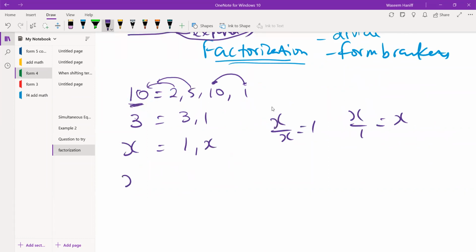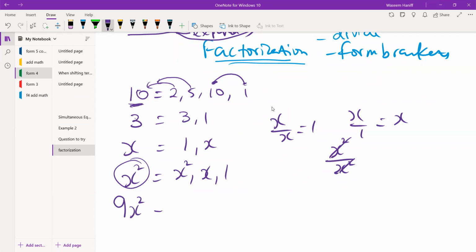Good. What about x squared? What are the factors of x squared? Well, x squared is a factor of x squared because x squared could divide x squared. Good. 1 could divide x squared. x could divide x squared. So you can be a little more technical here now. You could ask, what are the factors of 9x squared? Well, anything that could divide 9x squared are the factors of 9x squared, right?